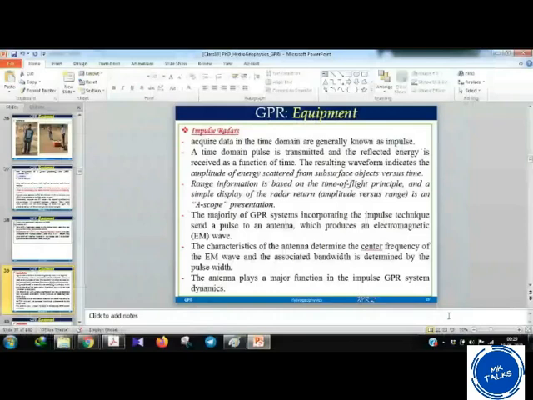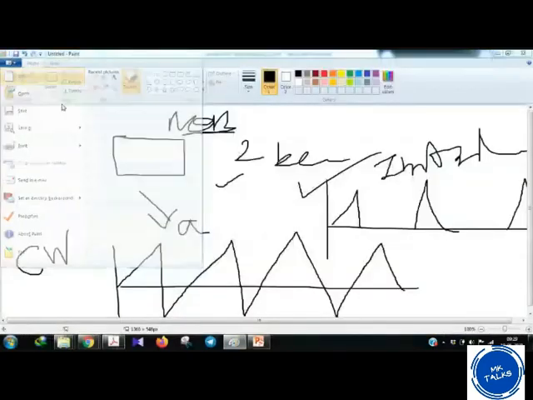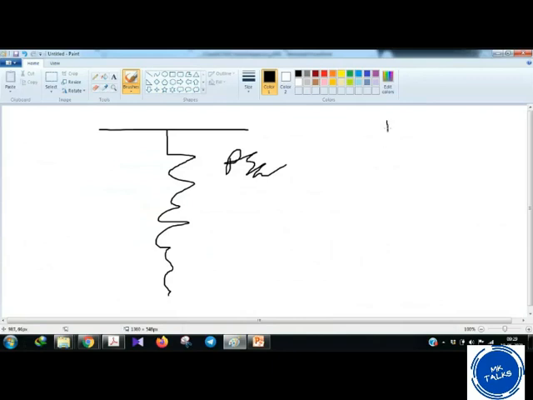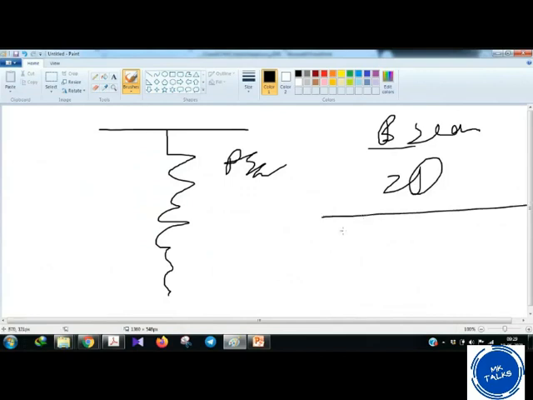What do you mean by A-scope, B-scope? There is A-scan, B-scan, and C-scan. When we are presenting a single waveform, that's called the A-scope. B-scan is for your 2D section, where there will be a lot of signals.